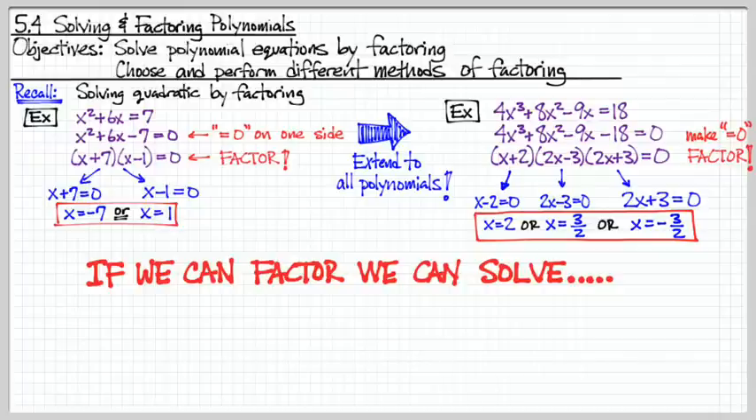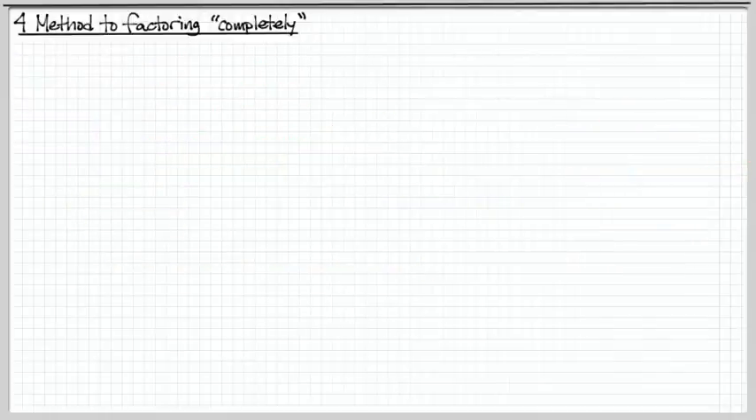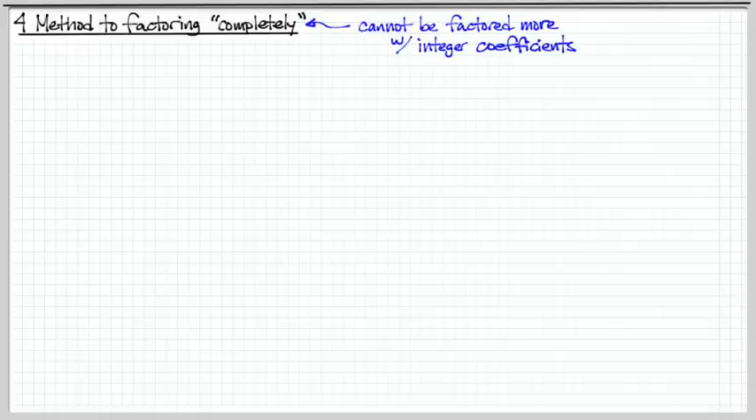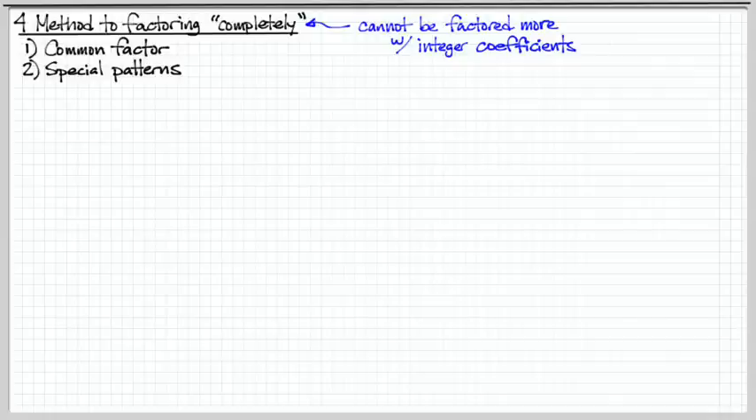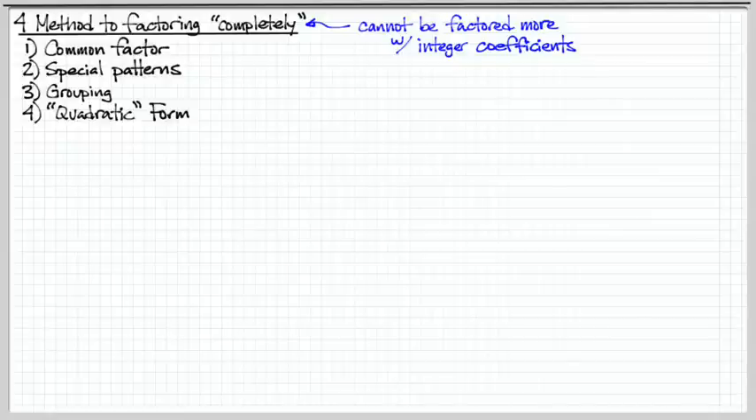We need to figure out how to factor polynomials now. There are four different methods that we'll be looking at in terms of how we factor polynomials. And when I say factor polynomials, we're going to need to factor it completely. What that means is we keep on factoring until we cannot factor it anymore, until there are no more opportunities to factor with integer coefficients. So we have a method called common factoring. We have a method called special patterns, grouping, and quadratic form. So we're going to go through each one of these one by one.